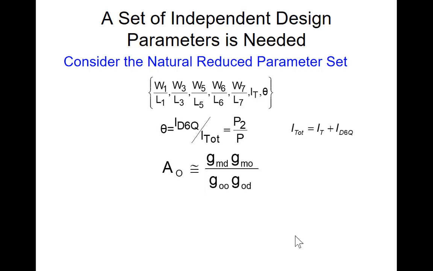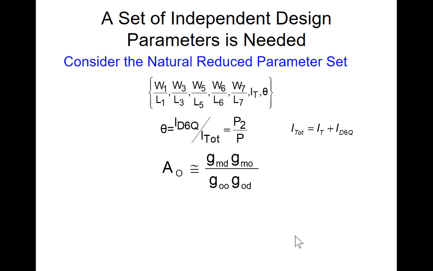So we have 7 degrees of freedom, and one constraint, that's the phase margin constraint or the pole Q constraint. So I'm showing the 7 degrees of freedom here in this set. And let's look at some of the performance parameters in terms of these natural parameter set parameters.